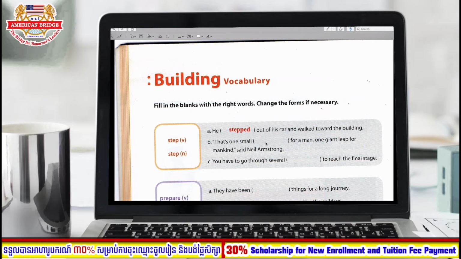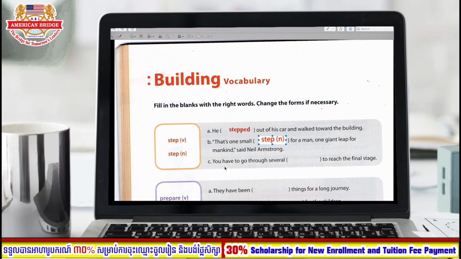That's one small step for a man, one giant leap for mankind, said Neil Armstrong. If you do not know this name, Neil Armstrong, he is a famous person. Sorry, he was a very famous person because he was the first man who stood on the surface of the moon. That is why he said that. There's one small, sure, it must be the word step. So here, step functions as a noun. Just copy it here and put it here. Okay, it's the correct one.